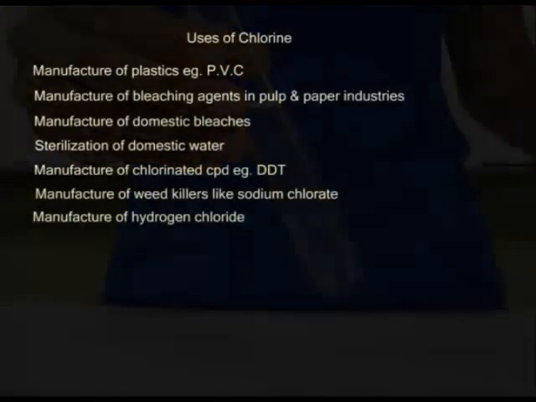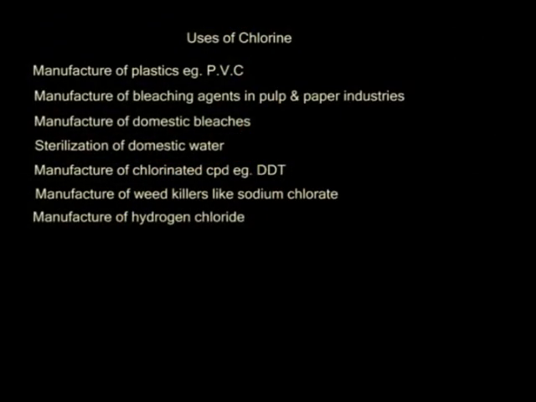Chlorine is used in the manufacture of plastics like polyvinyl chloride, commonly called PVC, which is used for making pipes, chairs, and tables. It is used in the manufacture of bleaching agents used in the pulp and paper industries, as well as in the textile industry. Such industrial bleaches consist mainly of calcium hypochlorite.